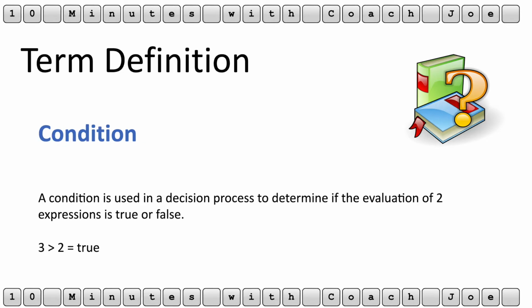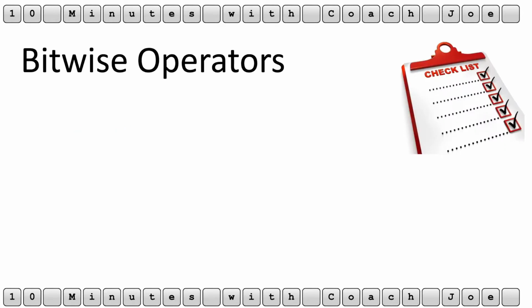A condition is used in a decision process to determine if the evaluation of two expressions are true or false. One example could be, is 3 greater than 2? This is a true condition. Use of bitwise operators applies to whole numbers like byte, short, int, and long. Let's go over the 7 bitwise operators.